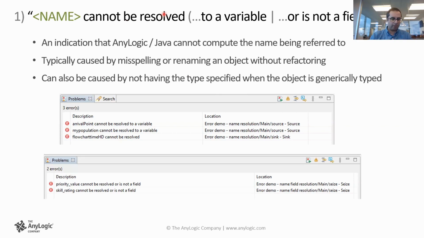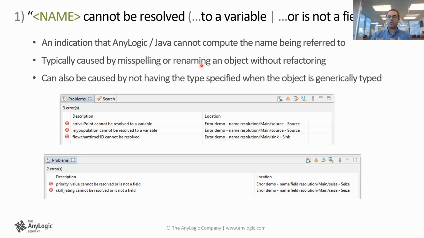So what could be the problem in this type of scenario? This could be that AnyLogic cannot compute the name being referred to, meaning that it could be a typo. So there's something about it that is not accessible. Most of the time it is probably a typo, but there are other layers to it. As I said, it's misspelling or renaming. Sometimes you knew the name, but you renamed it later.